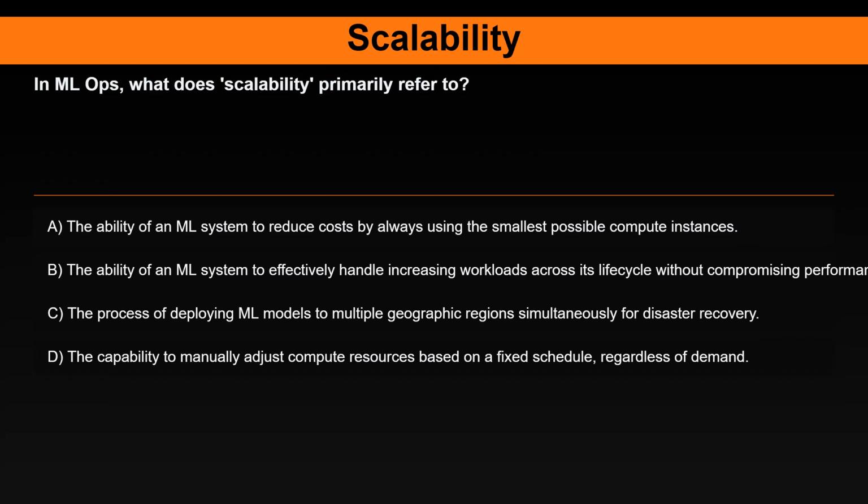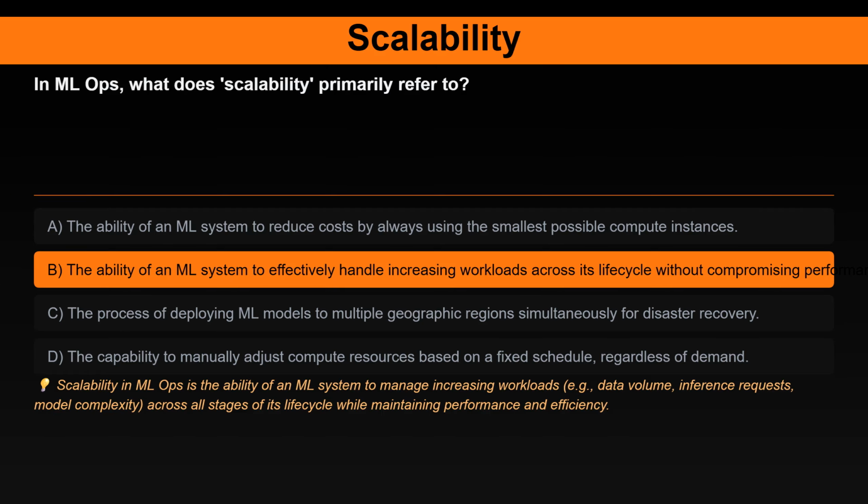Option D. The capability to manually adjust compute resources based on a fixed schedule, regardless of demand. The correct answer is the ability of an ML system to effectively handle increasing workloads across its lifecycle without compromising performance or efficiency. Here's the explanation.